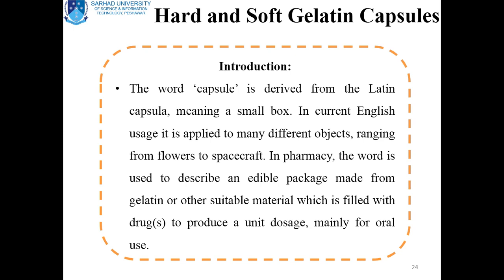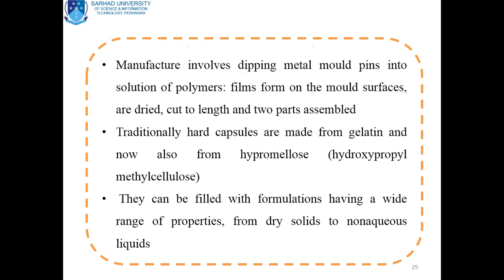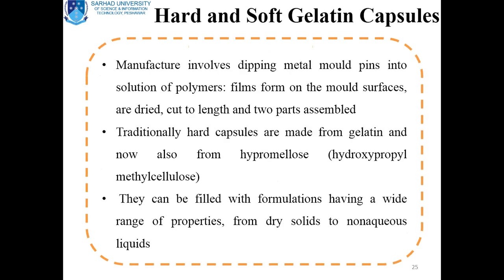The word capsule is used to describe an edible package made from gelatin or other suitable material which is filled with drugs to produce a unit dosage form, mainly for oral use. Remember that not only gelatin but also other suitable material can be used for this purpose. Manufacture of the capsule involves dipping metal mold pins into a solution of polymer, a film forms on the mold surface, dried, cut to length, and the two parts assembled.